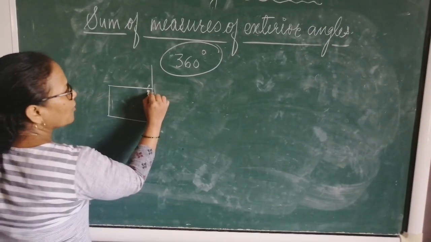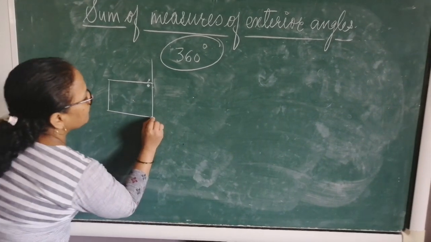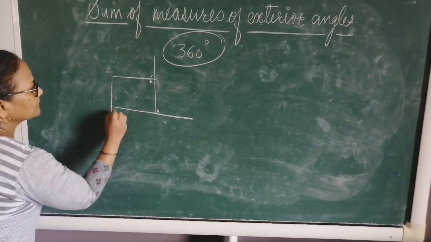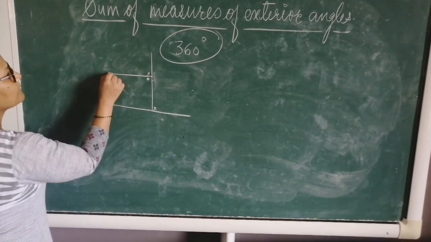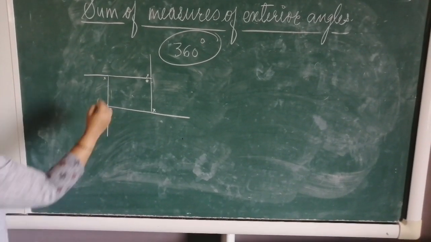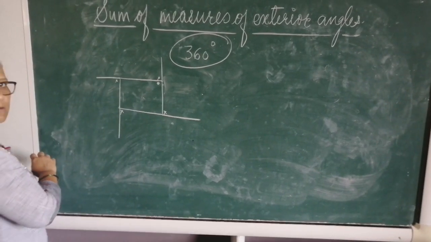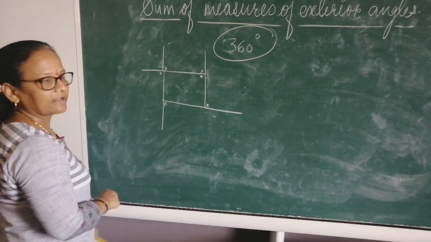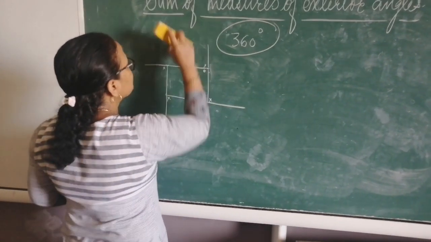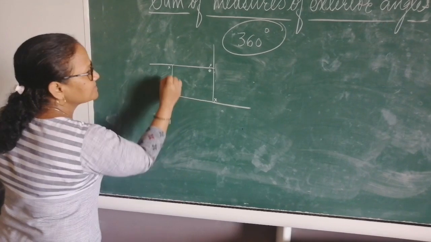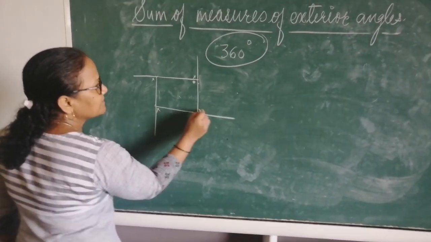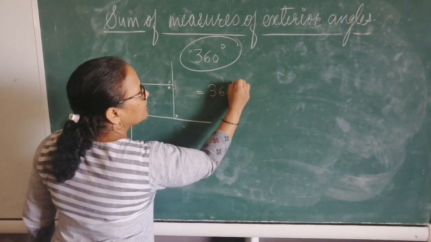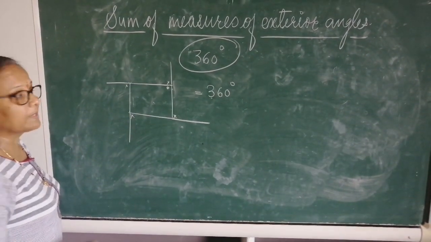Now this is the exterior angle, this is the exterior angle, and this is the exterior angle, which should be adjacent to this interior angle. Clear? I have already explained this to you. This is also considered an exterior angle. Now if you are asked to find the sum of these exterior angles, the sum will always be 360 degrees. See how to explain it.